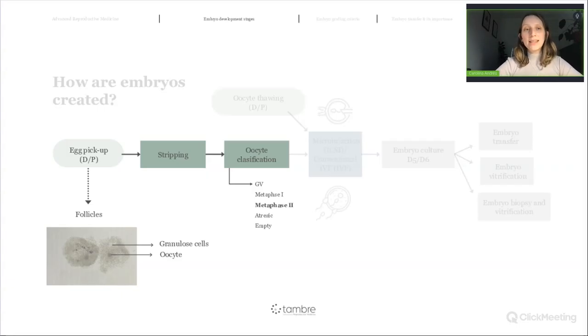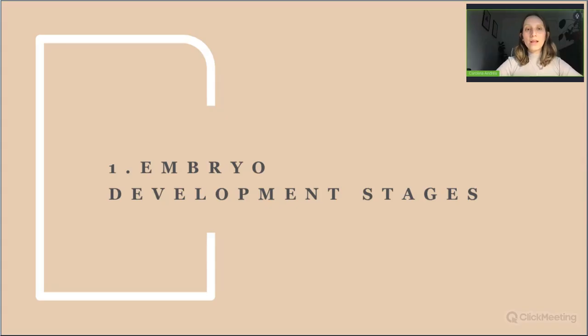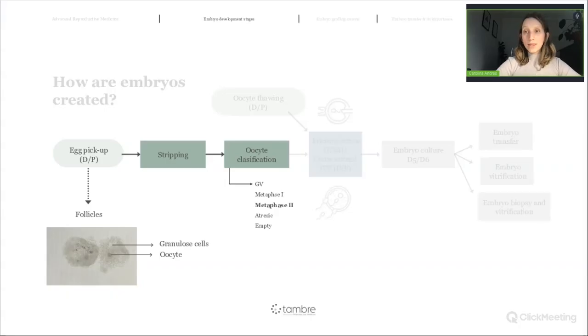At this point, the oocytes are surrounded by granulosa cells, which have very important roles in vivo. However, in vitro, we don't require these cells. So after some time of incubation, we remove these cells with a process called stripping. This process allows us to check the maturity state of the oocyte.